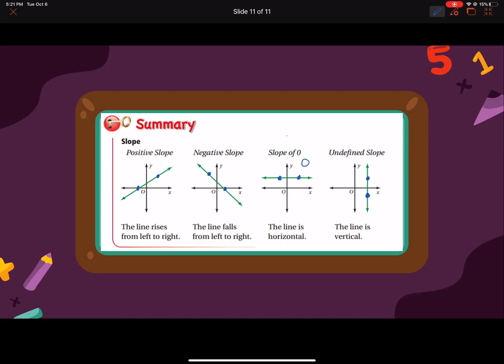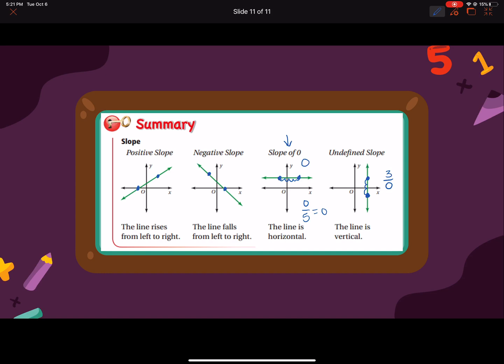If I were to count rise over run on this 0, I can't rise at all. So I'm rising 0, and then I'm running maybe 1, 2, 3, 4, 5 or whatever. So it's 0 over 5, which is 0. Over here, I'm rising a bunch. So we'll just say 3, but I'm not running at all. So that's where I get that 0 on the bottom, and that's where it's undefined.